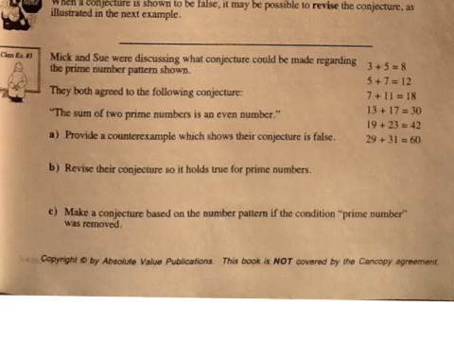So 2 plus 3, they're both prime numbers, equals 5, which is odd. So that holds true. Revise the conjecture so it holds true. Well, it can be as simple as saying the sum of 2 prime numbers, which are not 2, is an even number.